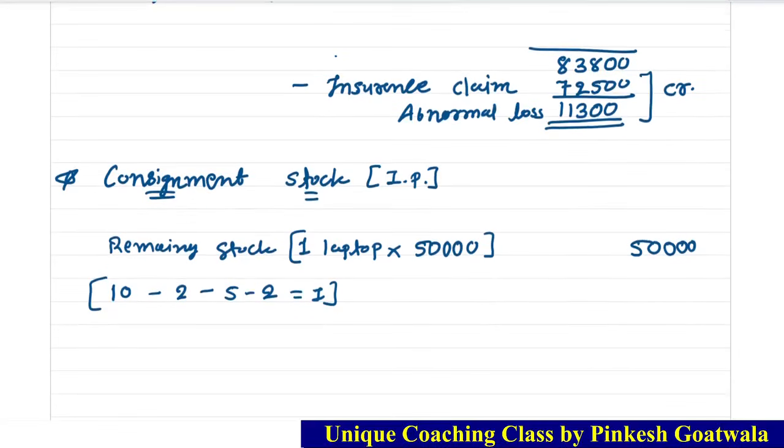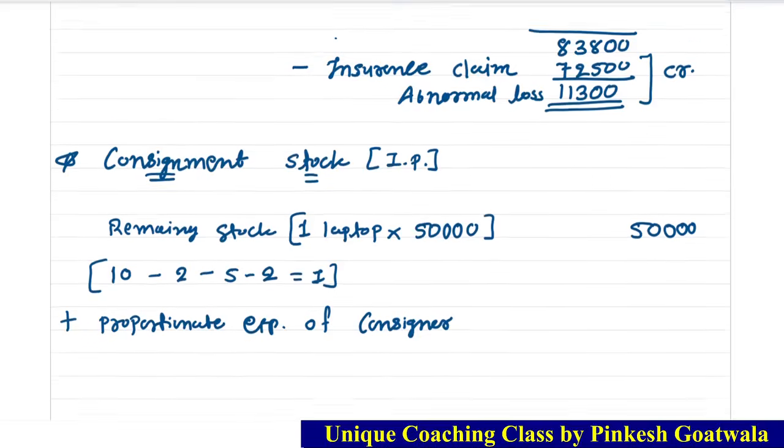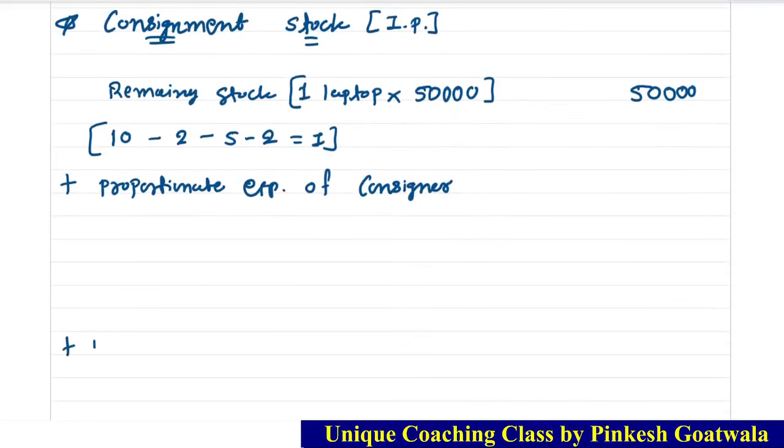Now we know that here we have to add expense for a board. It is the calculation of stock. In the calculation of stock, we will add the expenses of both: proportionate expense of consigner and proportionate expense of consignee. So how much expense was done by consigner?